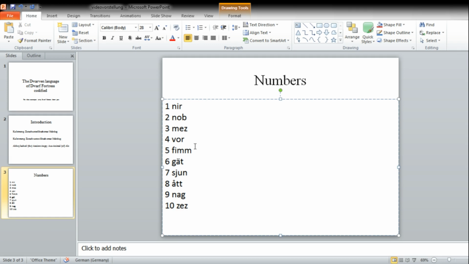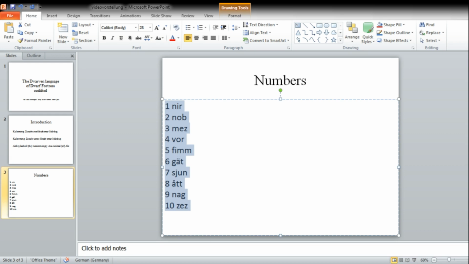Nir nob mes vor fim gets sjun ot nag zez. I don't know if that's correct pronunciation. Again, there's no correct pronunciation. Like this S-J-U-N, what's that? I don't know. Sjun, or maybe shun, whatever you want. But these are the words for the numbers. And then all of the numbers beyond 10 are based on these numbers.